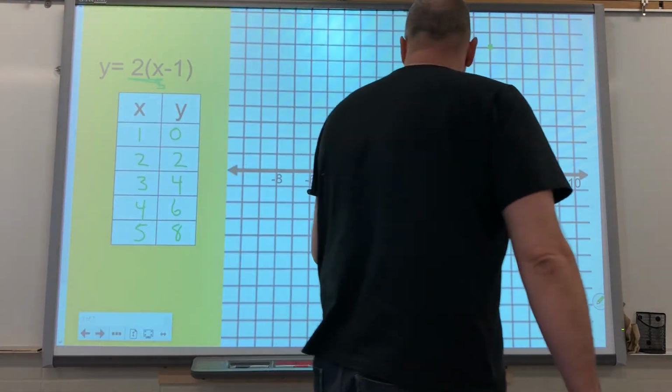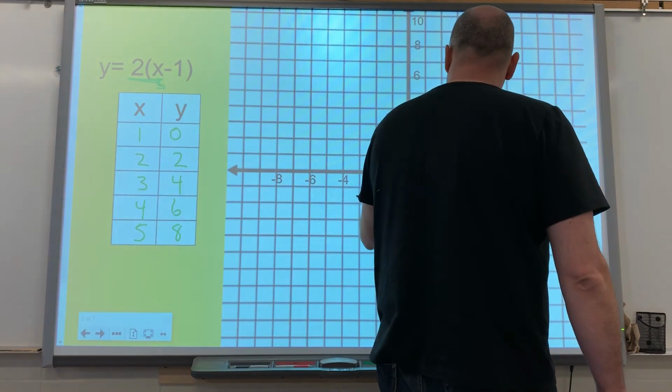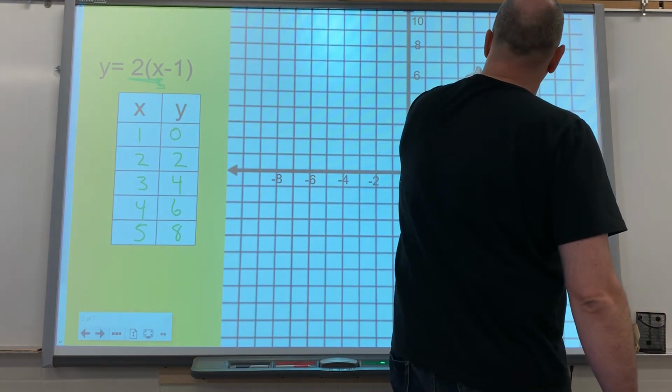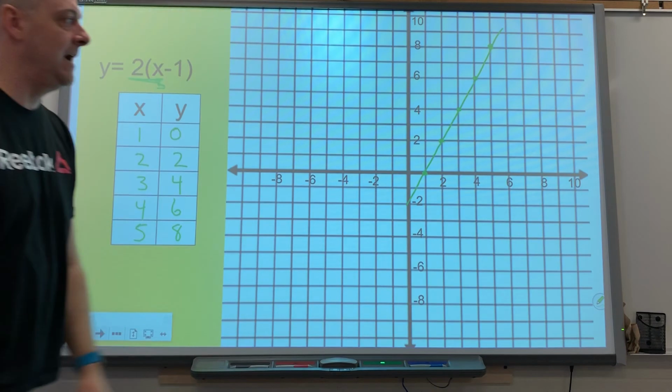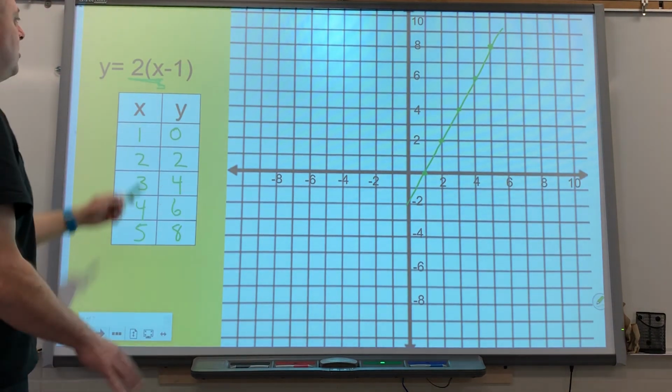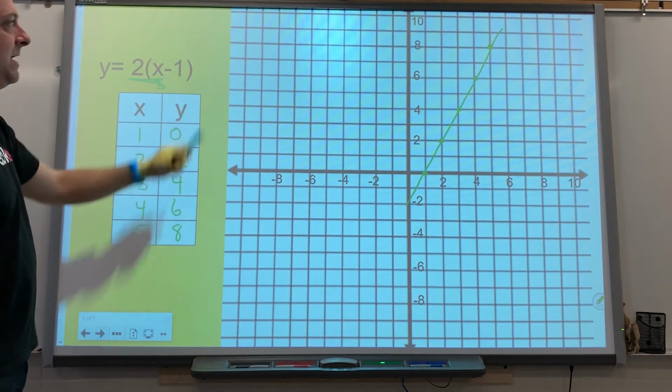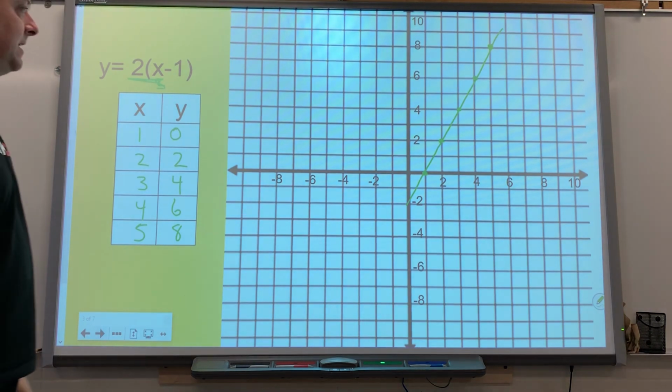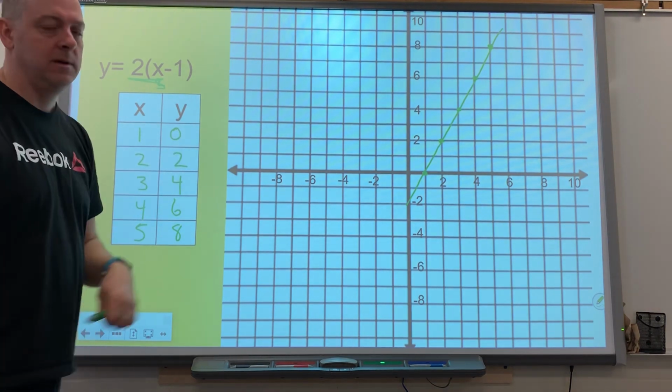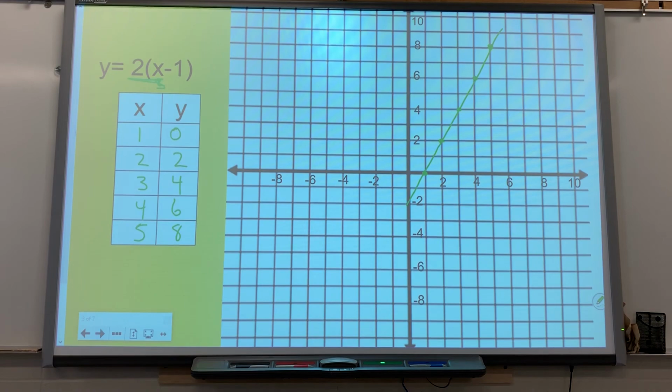Once we put these all on here, we can now take a ruler, in an ideal world of course, and we can create our straight line joining those. We have now graphed the equation y equals 2x minus 1 and made our table of values, and we've completed the question.